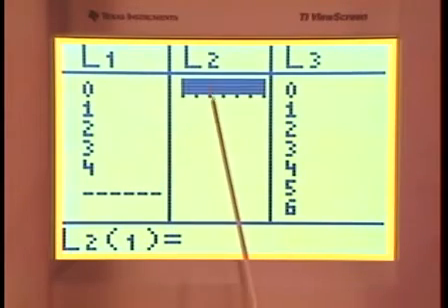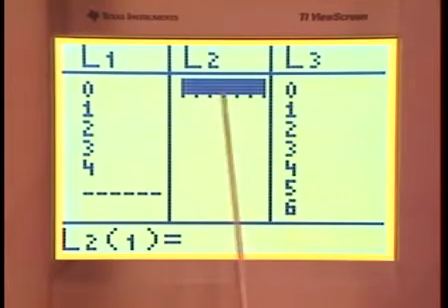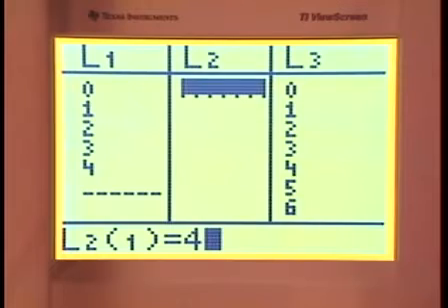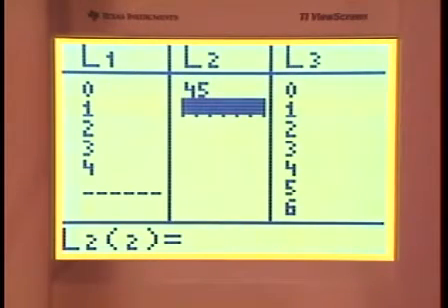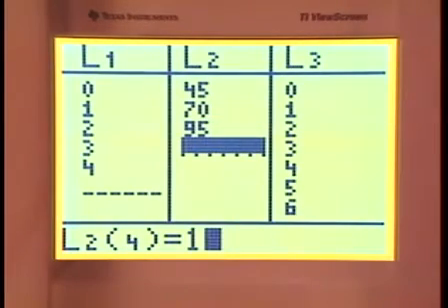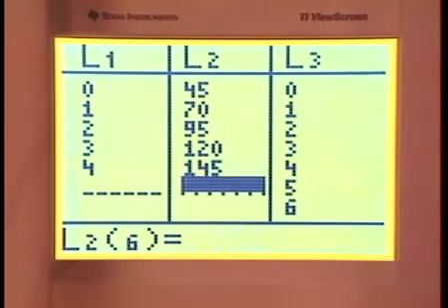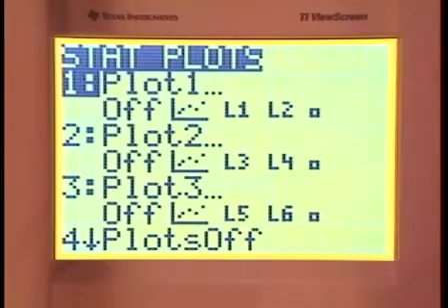In the L2 column, we will key in the amount of money it will cost for this many hours of work. So $45 for the home visit, $70 for the first hour, $95 for the second, $120 for the third, $145 for 4 hours of work. We now can plot these points. This is in the statistical mode, so we need to go to stat plot.